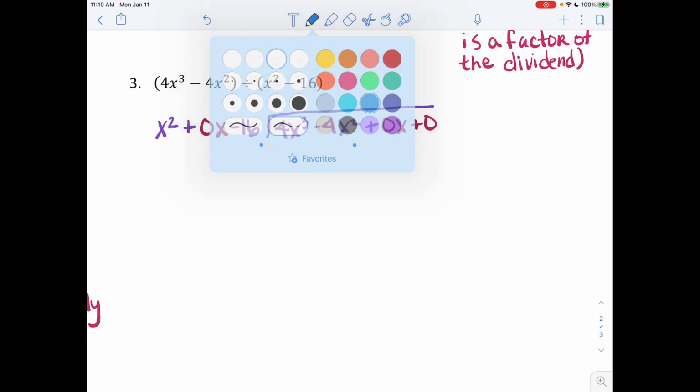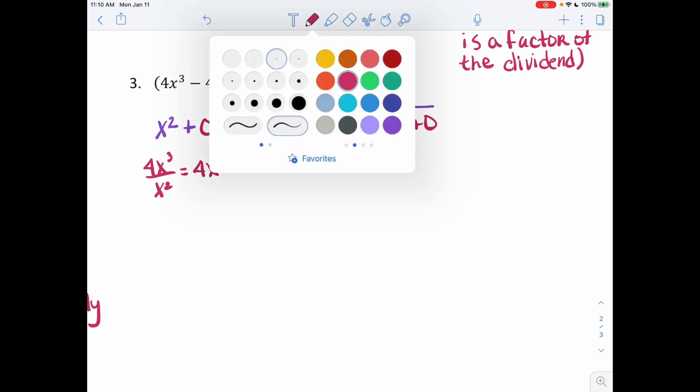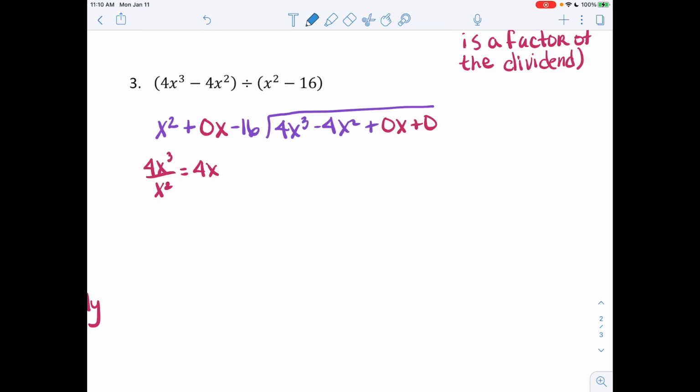We're going to use the same system that we've done before. We're going to ask ourselves, how many times will x squared go into 4x to the third? So coming over to the side here, 4x to the third divided by x squared, and that's going to give me a 4x. Remember that we want to write that above the x place for the quotient, so it goes up here above that 0x.